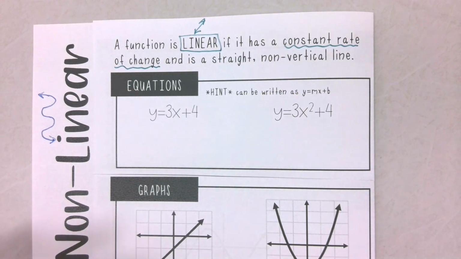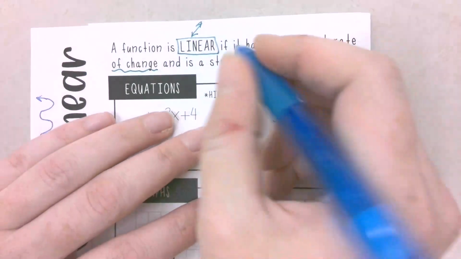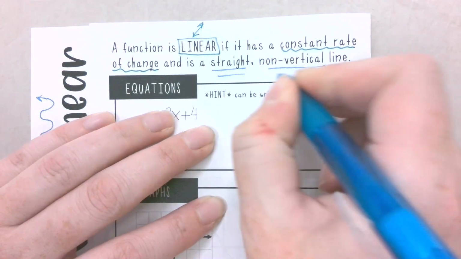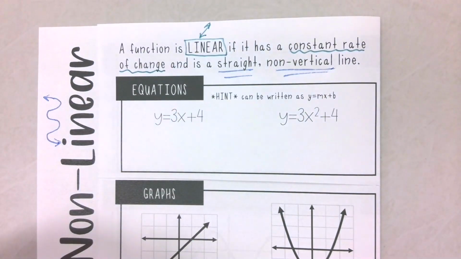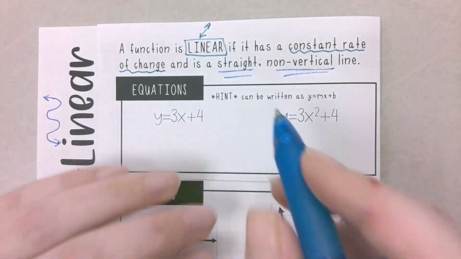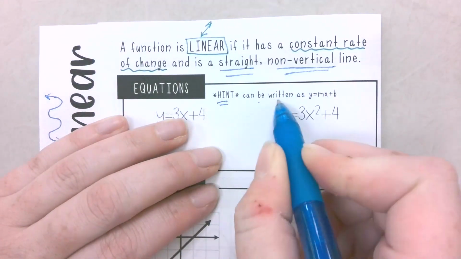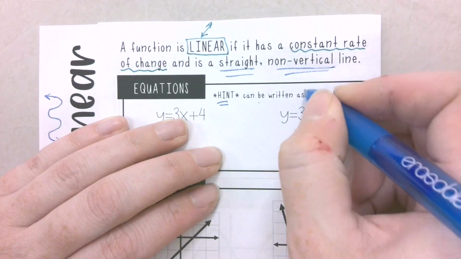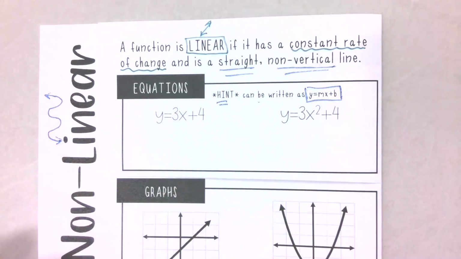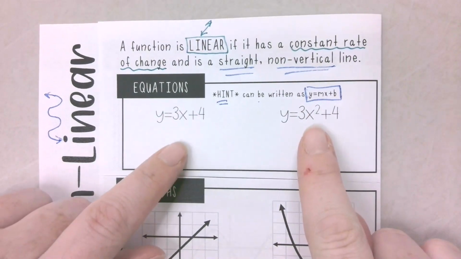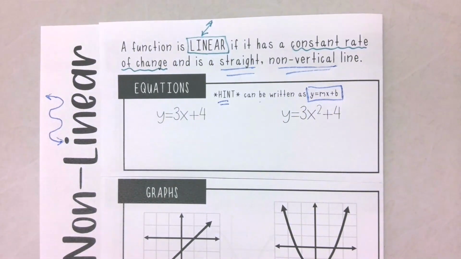Okay, so something is linear if it creates a straight, non-vertical line. It's got to be straight. Okay, let's look at equations. Our hint here says, can be written as y equals mx plus b. I'm hoping you remember that from last year. Which one of these would be in the form of y equals mx plus b? Think about it. Which one?